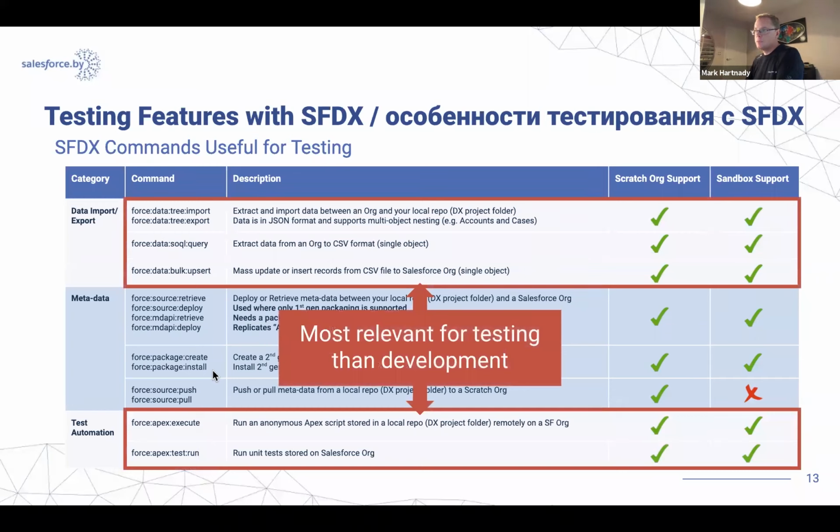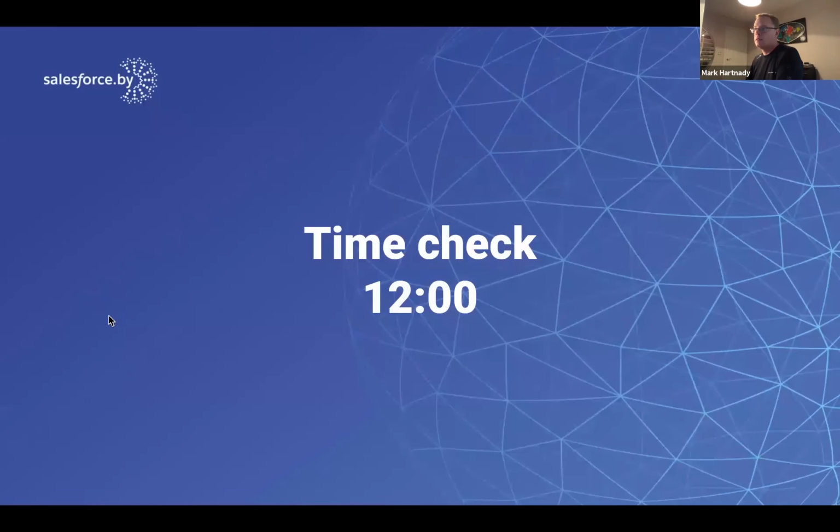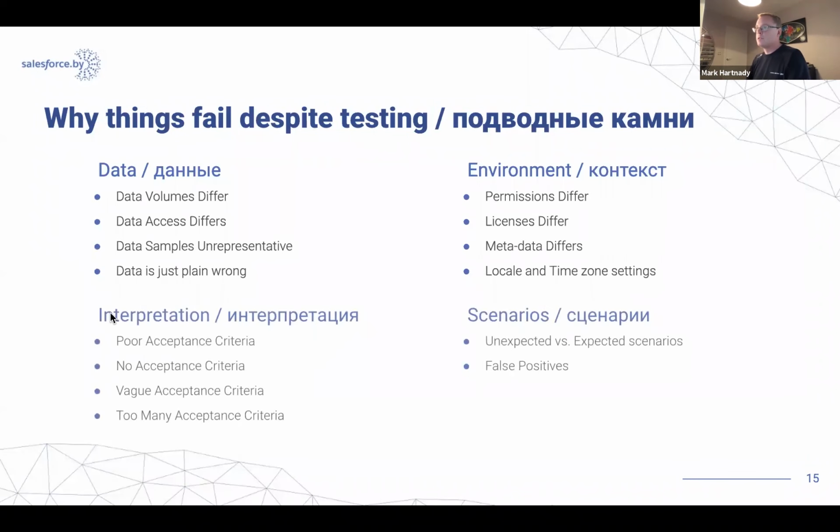So from a QA perspective, what's going to be more relevant to you is the data features and the test automation features. I think the metadata is typically something that developers will stick to. Okay, so what are the typical pitfalls that people fall into when testing?